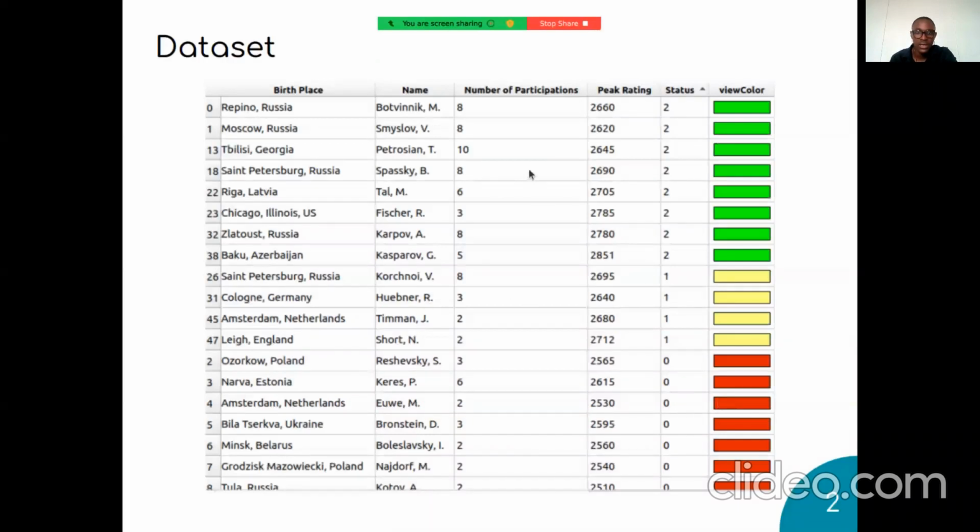So to begin with, this is our dataset. In it, we have a player, their birthplace, the number of games that they played as number of participations, and then their highest ranking throughout the game history. On top of that, we have the status. Status two, which is color coded green here, implies that this person has been a world champion before. Status one implies that this person has reached the finals but has never been a world champion. And zero, which is coded red, implies that this person has never been in a final.